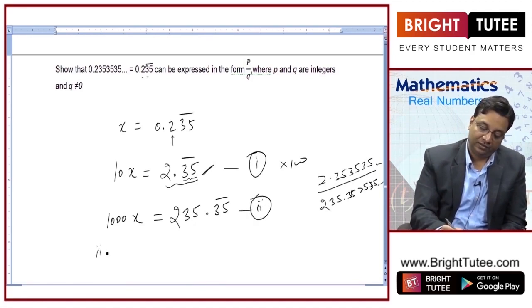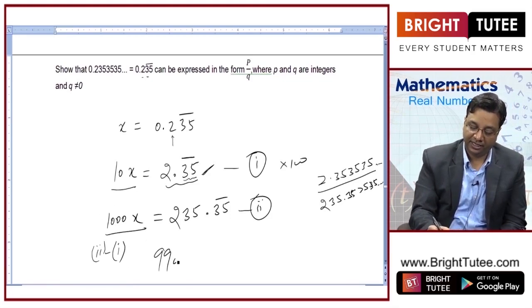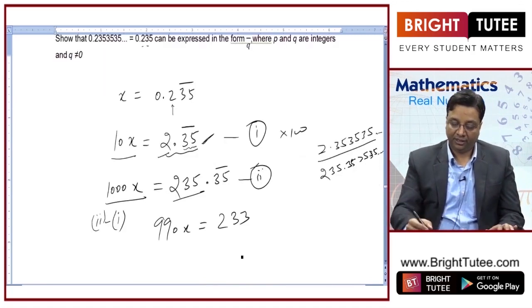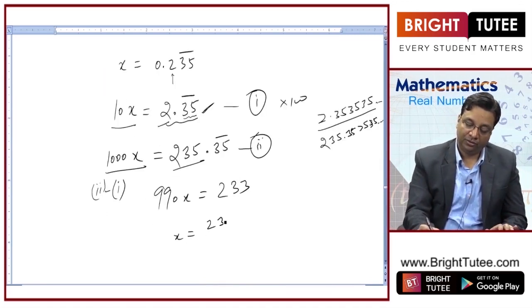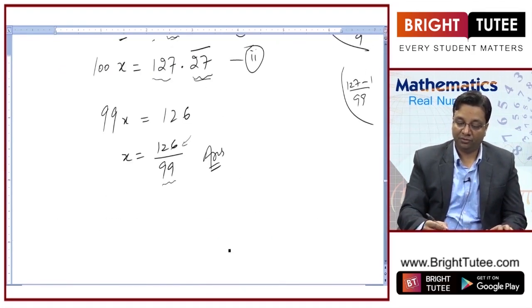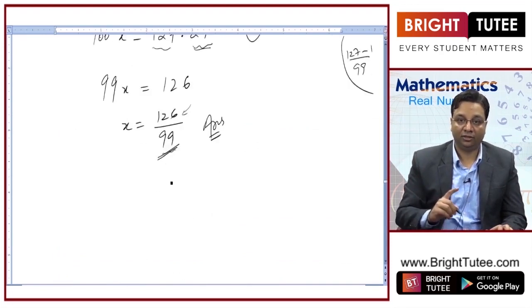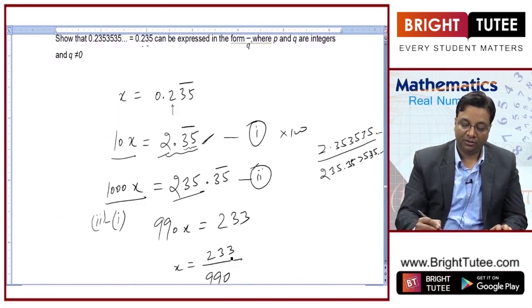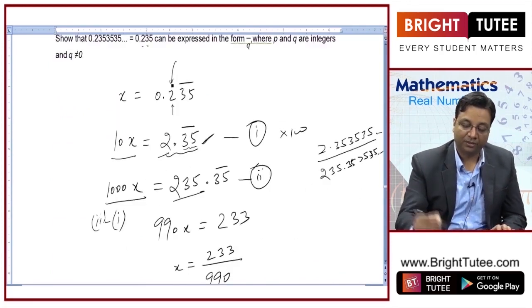If I subtract 1 from 2, I'll have 1000x minus 10x, that is 990x, and here I'll have 235 minus 2, that is 233. Okay, so x will be equal to 233 divided by 990. And you notice in the previous p by q forms we had only 9s in the denominator. In this one we have got a 0 also. Why this 0? Because of this non-repeating number.